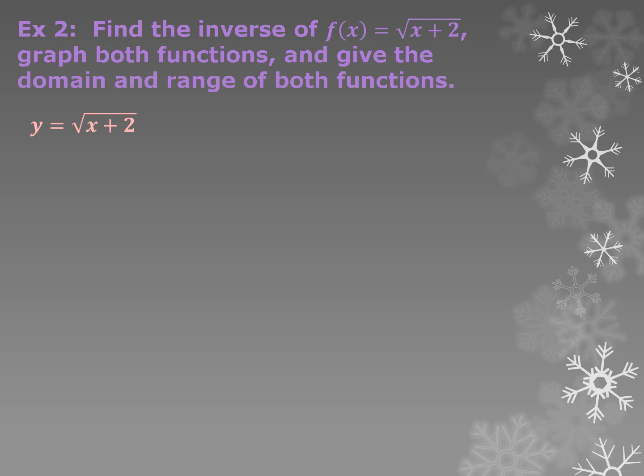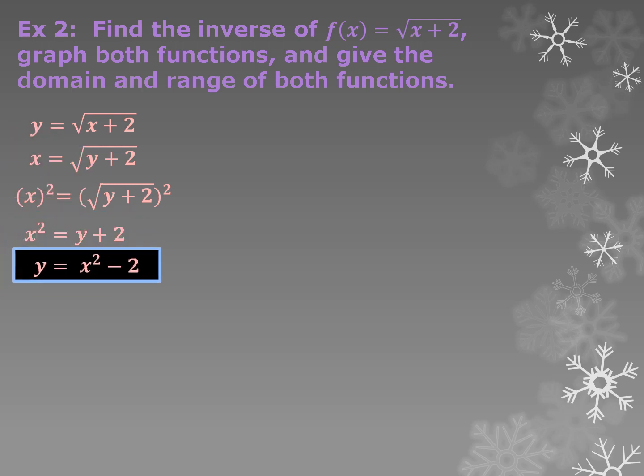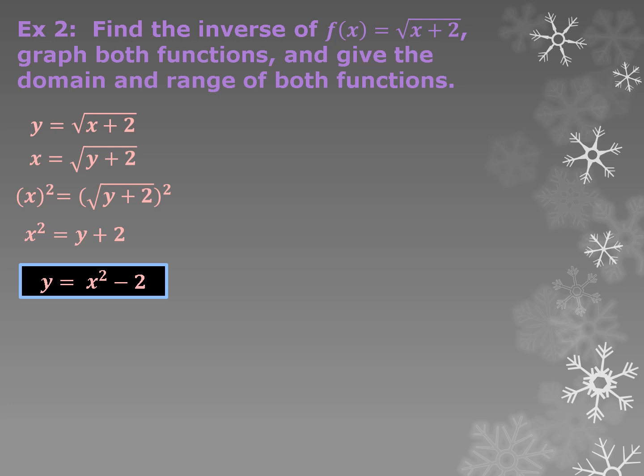So the first step is to switch the x and y. So I get x equals the square root of y plus 2. Now I have to go through the steps of resolving for y. So the square root is isolated, so I'm going to square both sides, and that becomes x squared equals y plus 2. I now subtract 2, and my inverse equation is y equals x squared minus 2. So let's move on to graphing the function and its inverse.